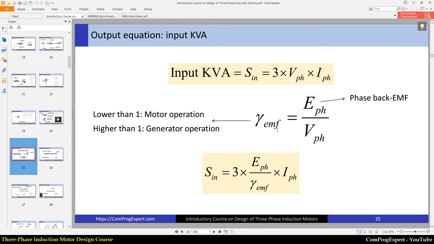A unitless parameter that is equal to the ratio of the phase back EMF divided by the phase voltage, right? And as you know, the gamma EMF for motor operation is lower than 1, and for generator operation is higher than 1. Okay, so in this equation, if instead of the phase voltage, I calculate the phase voltage considering the value of phase back EMF and gamma EMF, I can derive this equation. The S in is equal to 3 times phase back EMF divided by gamma EMF times the phase current.